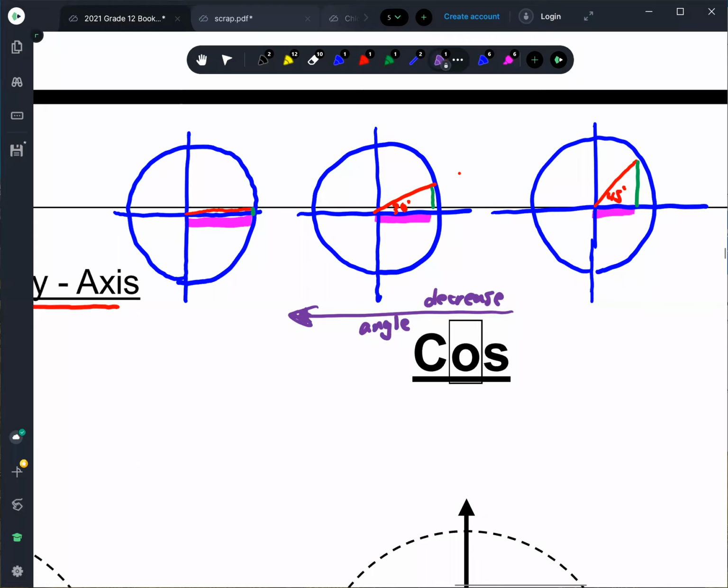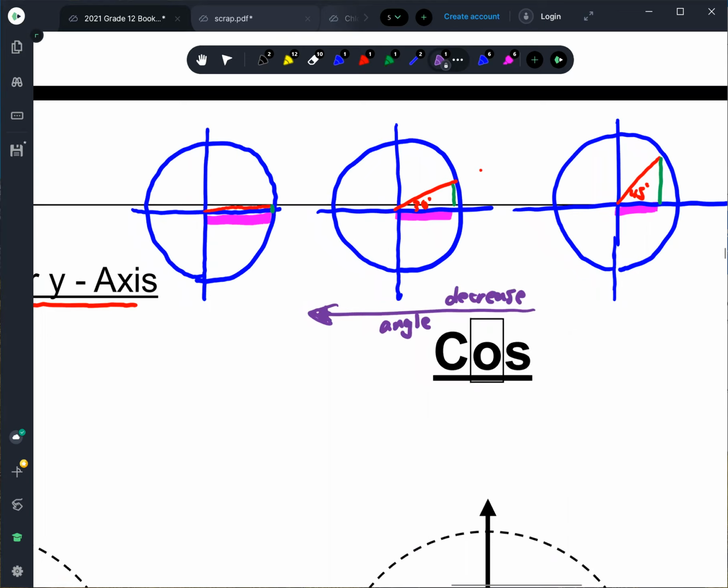Okay, so imagine it like an animation, like a cartoon, right? It's turning, right? The terminal arm is turning. Okay, so eventually, from here we can get a conclusion.